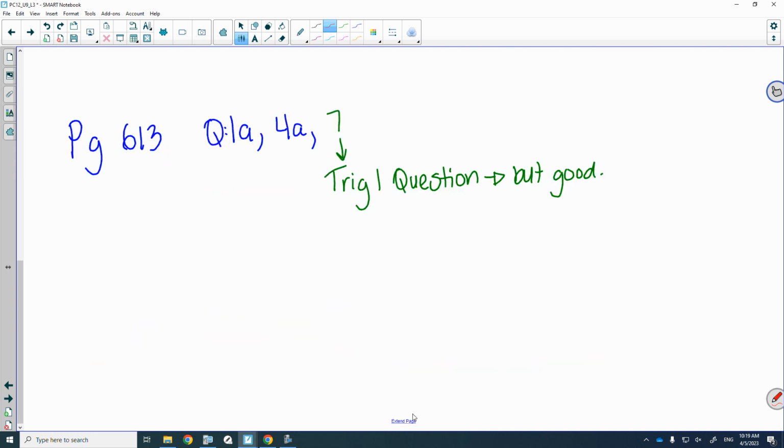So if you want to practice a couple of these questions, here's what you would do on page 613. Question 1A, it's good because it's a calculator question. So 1A you'd see on your exam. You're just solving using the calculator. 4A is solving a double angle using algebra. Do it using algebra, right? Make sure you're good with it. Question 7 is going to be a question of a graph from Trig 1, but it's a good question. So those would be the questions that you would do just to practice some of this.